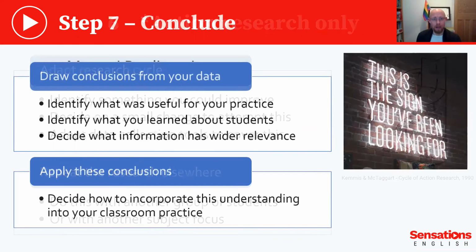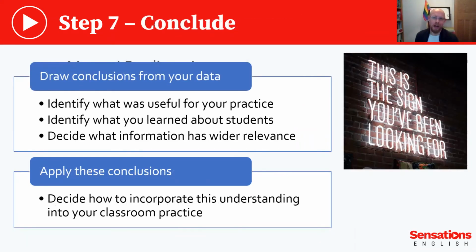So moving on from that, then you need to bring your conclusions together, drawing your conclusions from your data, identifying what was useful for your practice and improving your practice, what you learned about your students from that, and what information has any wider relevance potentially. So all that data analysis that you've got, what does it tell you? And whatever it is, this is the sign you've been looking for. It might not be the sign you expected, but it's certainly some new piece of understanding that will forever impact your own teaching practice.